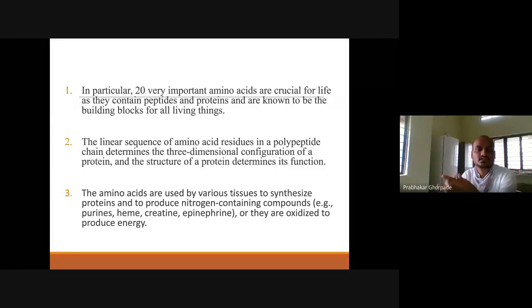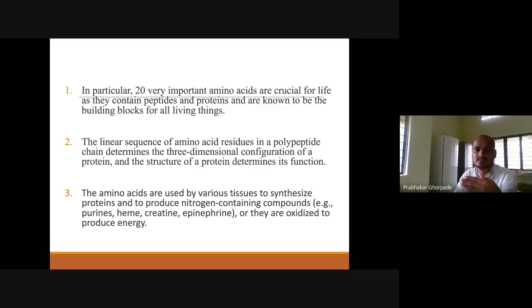For purines, whenever we see nucleotides, DNA, RNA, the purines are an important molecule. Heme is important during oxygen transport. Creatinine is for an extra energy reservoir in the body. We also use the creatinine molecule for determining kidney function. Epinephrine: whenever there is fight or flight, for example, if an animal is under stress, this epinephrine molecule is synthesized, right? And this molecule is known in fight or flight.